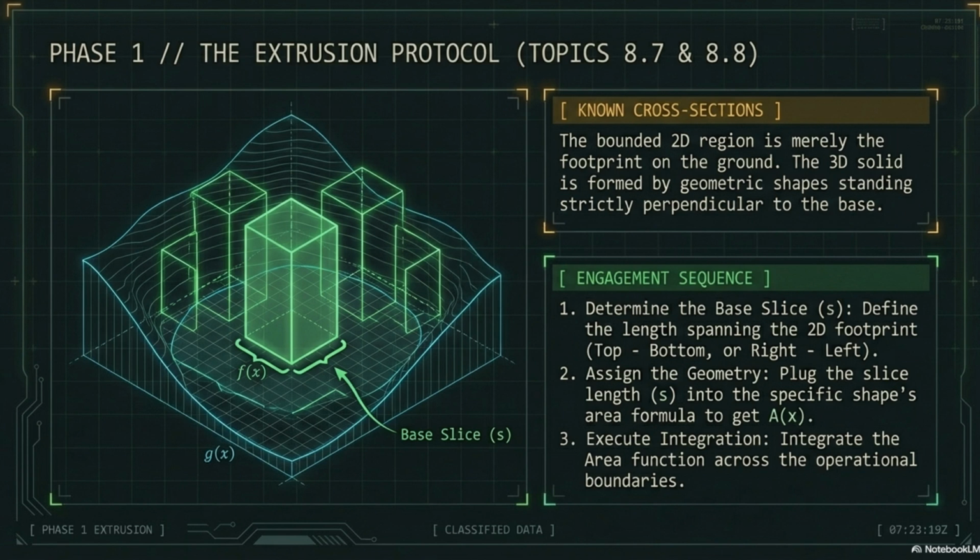Phase 1 initiates the extrusion protocol for topics 8.7 and 8.8. The bounded 2D region is merely the footprint on the ground. The 3D solid is formed by geometric shapes standing strictly perpendicular to the base. First, define the base slice length spanning the footprint, then plug that length into the specific shape's area formula, and finally, integrate that area function across the operational boundaries.